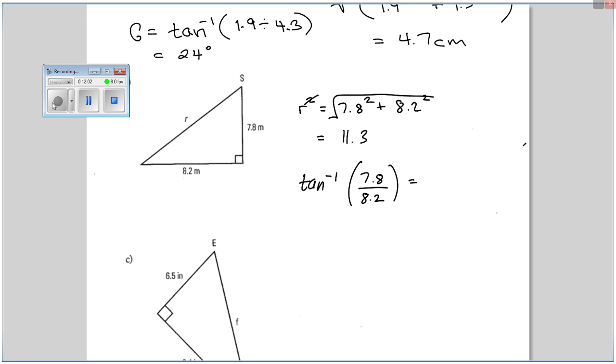And what is it? 44? Perfect. Put the degree symbol. Do not forget the degree symbol. A lot of students on the test will write 11.3, and you can see I screwed up. What did I forget?